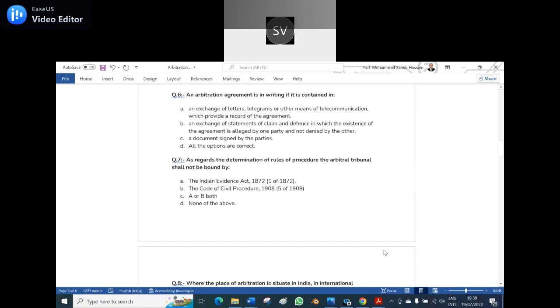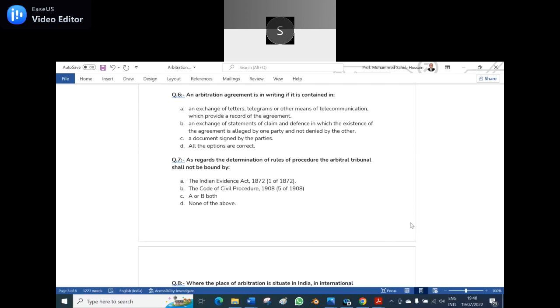Okay. The next question, seventh one. As regards the determination of rules of procedure, the arbitral tribunal shall not be bounded by option A, Indian Evidence Act 1872, option B, the Code of Civil Procedure 1908, option C, both A and B, option D, none of the above. Both A and B, option C.